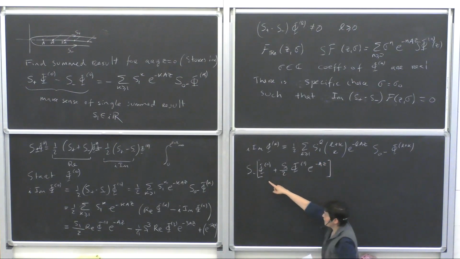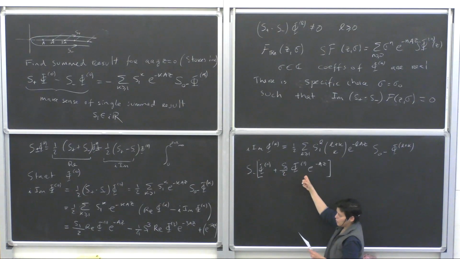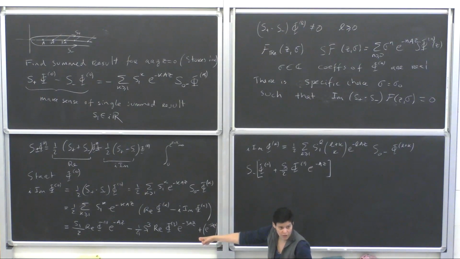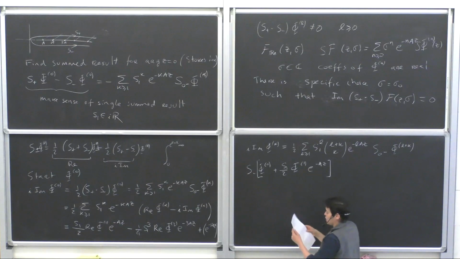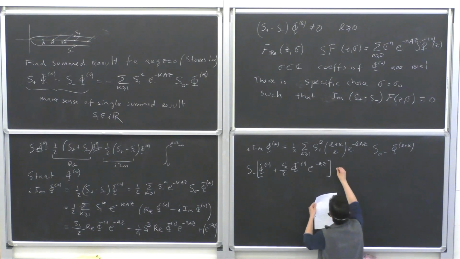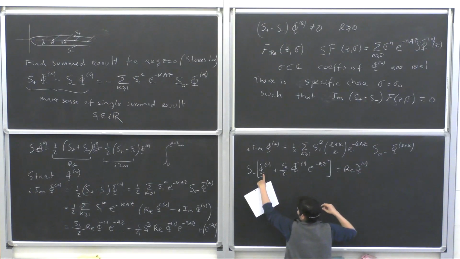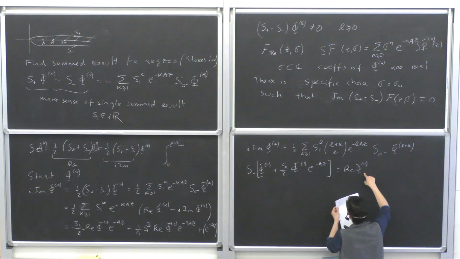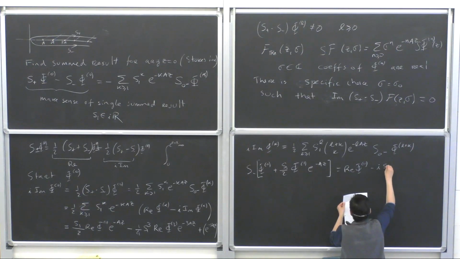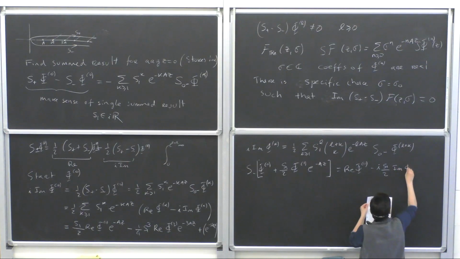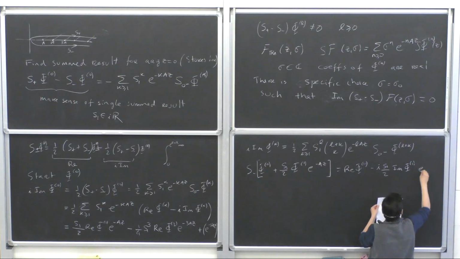So if I now choose just one of the summations, and to phi 0, I add this term, what I'm in effect doing is canceling the first term there in the imaginary part. So what I get is real part of phi 0, because the S minus is a real part plus imaginary part. So real part of phi 0 minus I S1 over 2 imaginary part of phi 1 e to the minus A z.